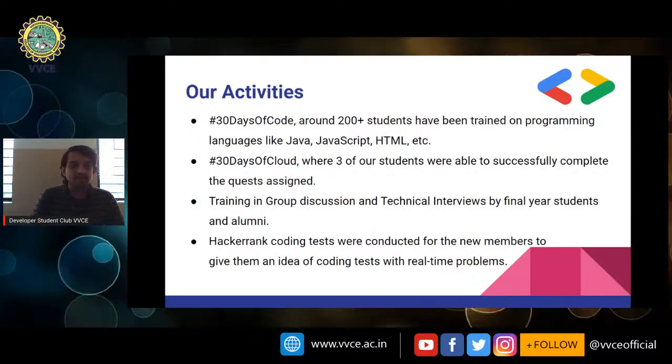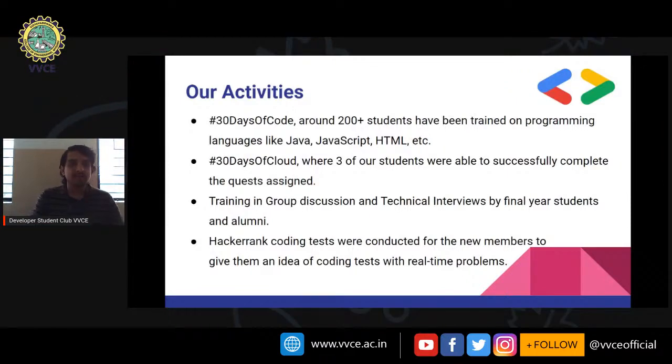We had our activities such as 30 Days of Code and 30 Days of Cloud, in which around 200 plus students have been trained on programming languages like Java, JavaScript, HTML, etc. Whereas in 30 Days of Cloud, 3 of our students were able to successfully complete the quests assigned. Training in group discussions and technical interviews by final year students and the alumni is always there. HackerRank coding tests were conducted for the new members to give them an idea of coding tests with real-time problems. So we don't just teach them, we also help them enforce what they've learned in DSC.